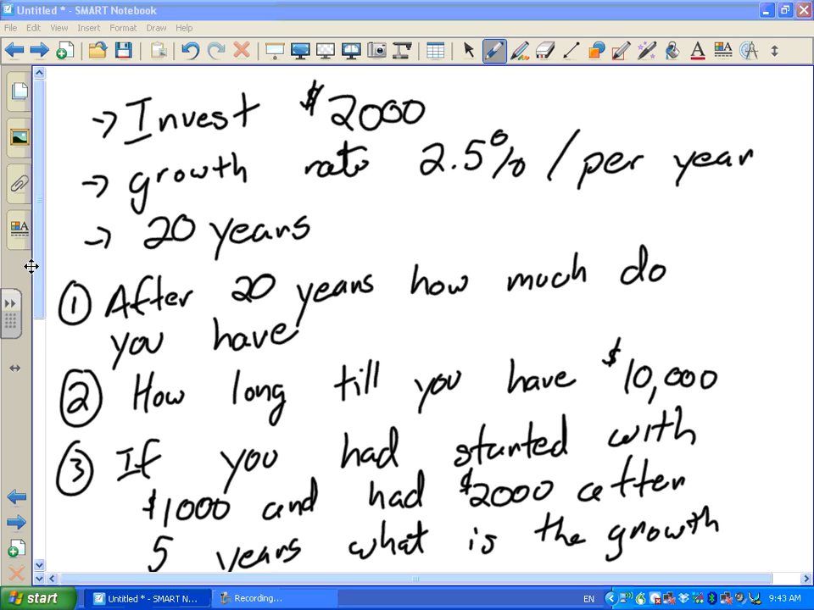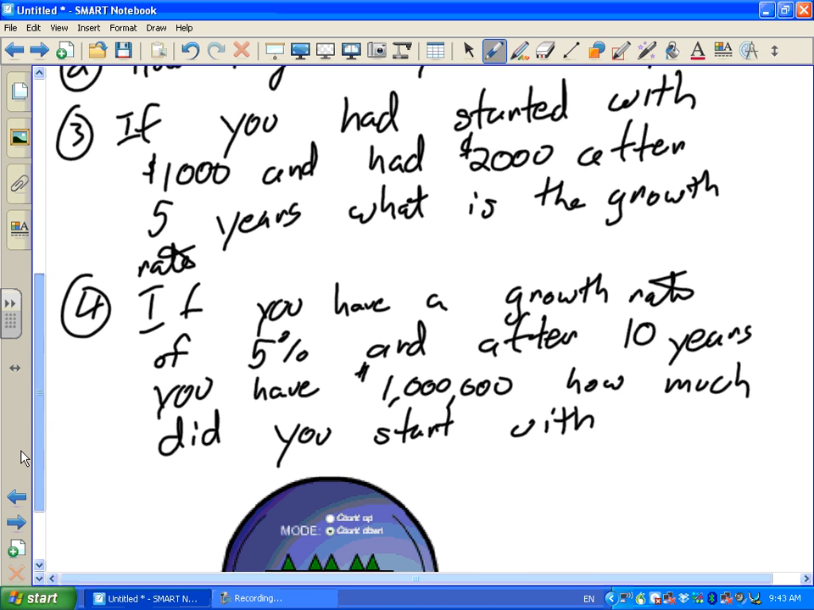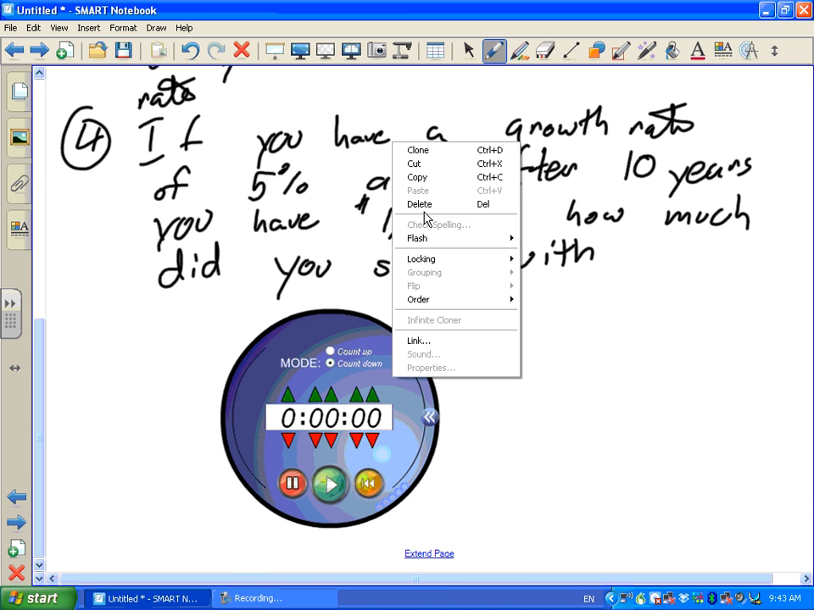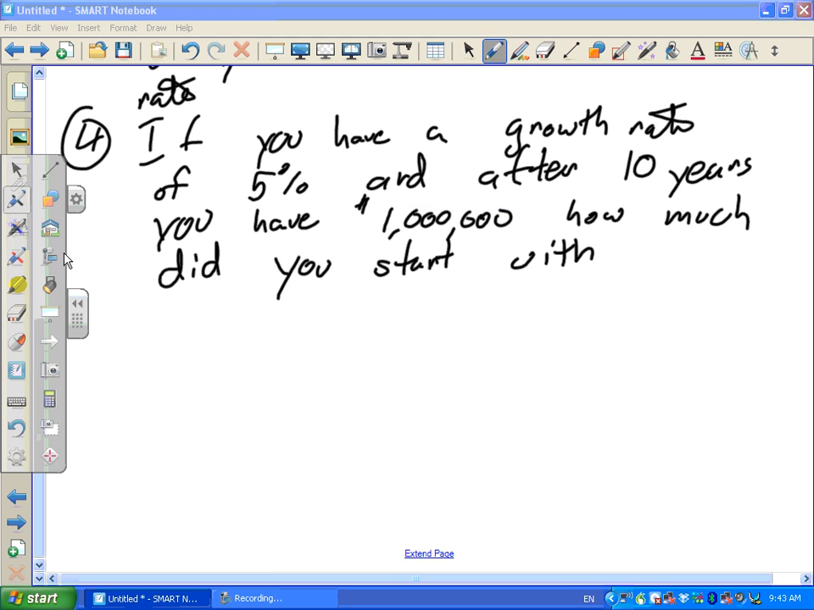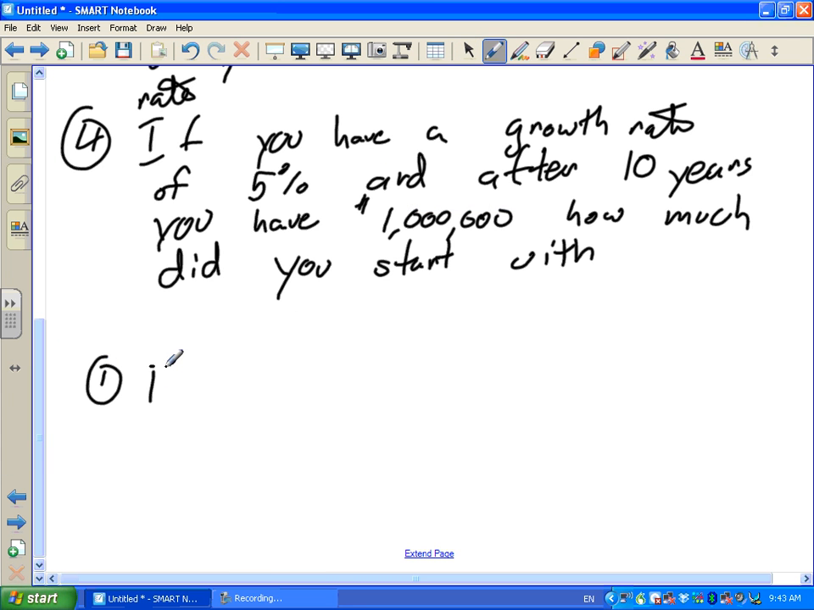Okay, first question says you're investing $2,000 at a growth rate of 2.5% over 20 years. Our formula for number 1 is P at N is equal to P at 0 times 1. Now, we're talking about growth rate, so am I adding or subtracting? Adding. If we're talking about decay rate, what would be there? We would add a negative sign. So 1 plus R to the power of N.